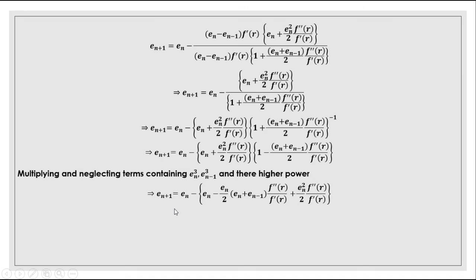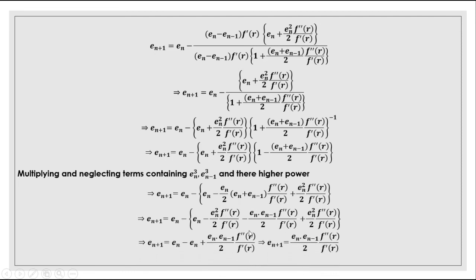And now here, multiplying this f double prime of r divided by f prime of r with this term and this term, and also this e_n divided by 2 with these two terms. After multiplying this e_n divided by 2 with e_n, we will get e_n square divided by 2, and f double prime of r divided by f prime of r will also be multiplied with this term. And also we can multiply this with this, so we will get this. Now here this minus negative this term and this term can be cancelled out.